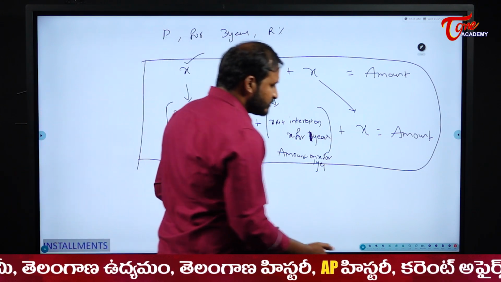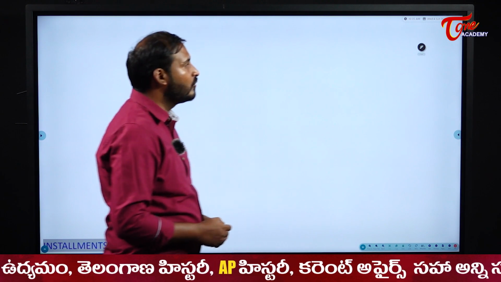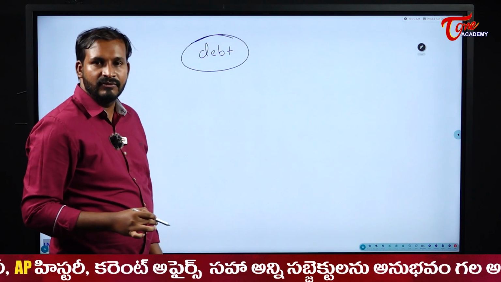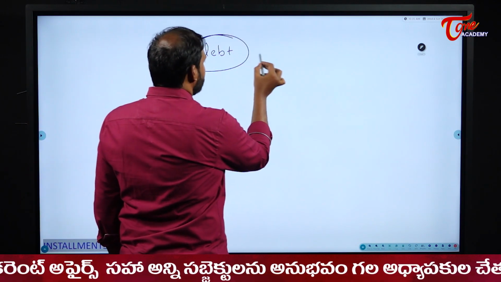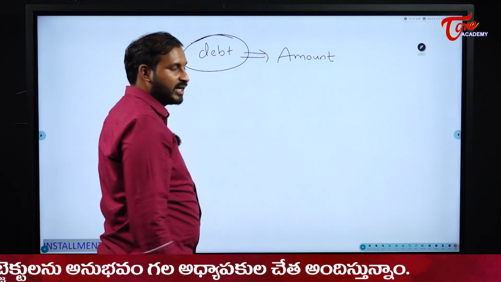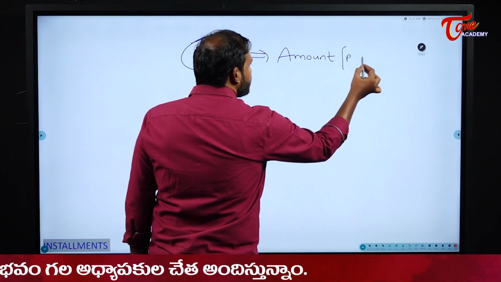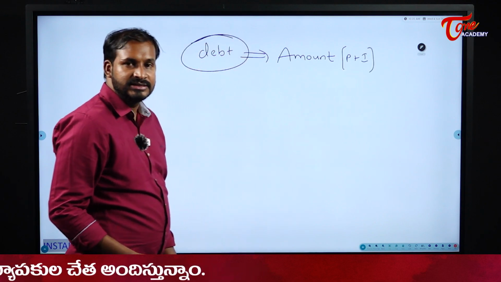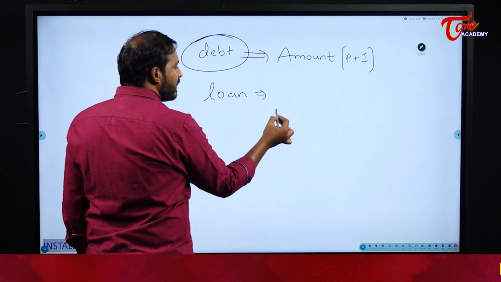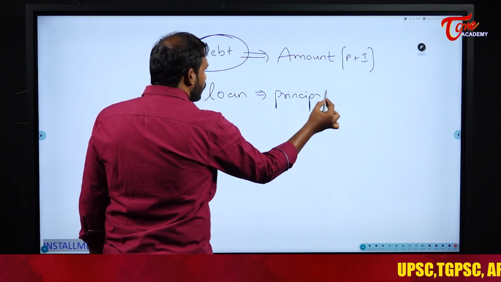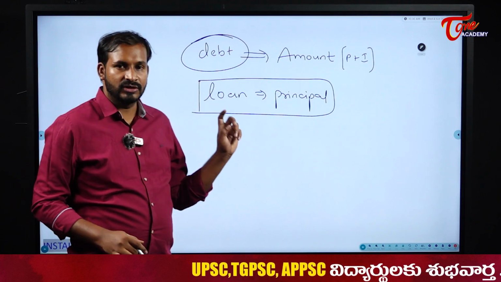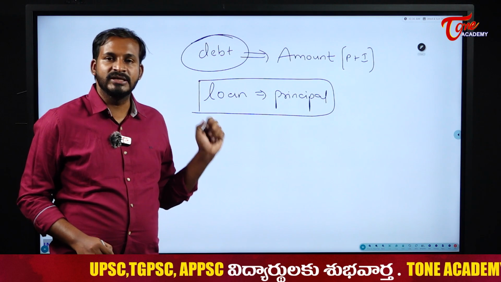Next, see here, students, in these cases, you will hear one of the most commonly heard words, debt. Debt means, students, please remember, debt means amount. That means it includes both my principal and interest. Remember this one. These are the new words. And you will hear one more word called loan. Loan means the principal. Please be careful. Why? Because by seeing these words, don't get confused. Debt means amount. Loan means principal.